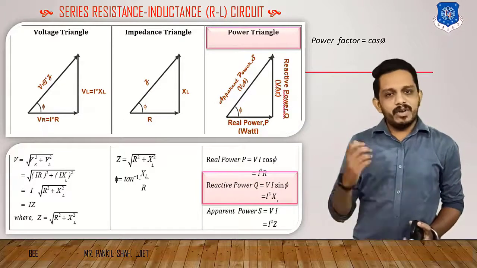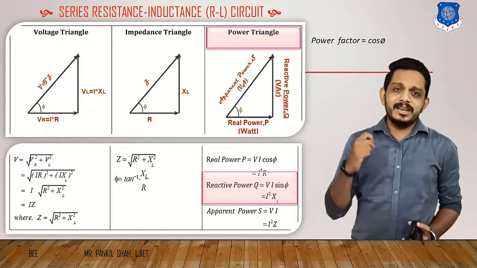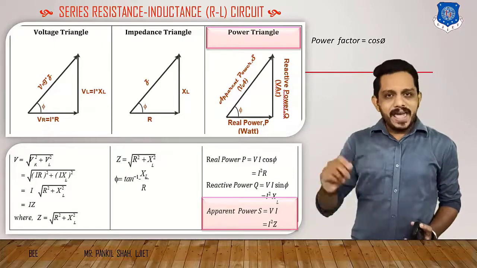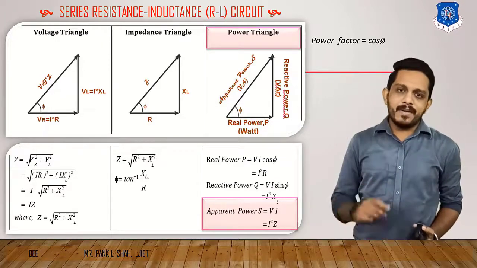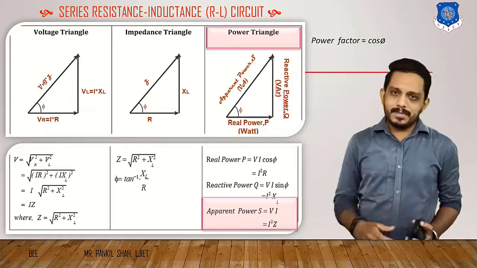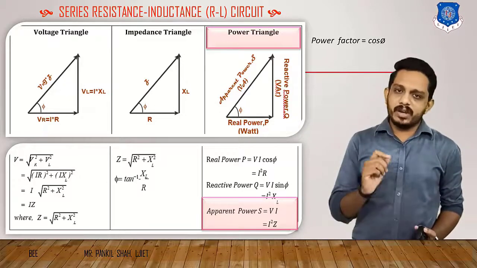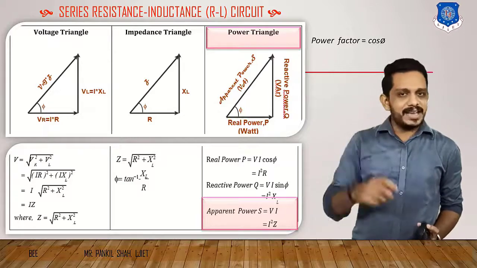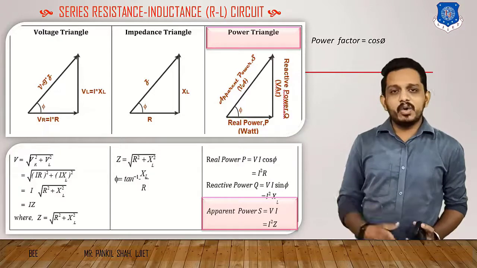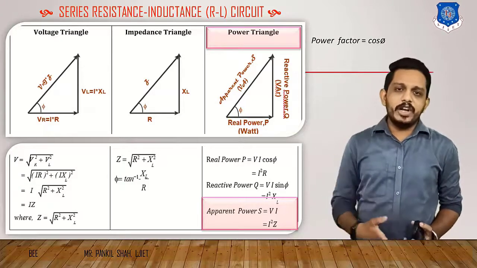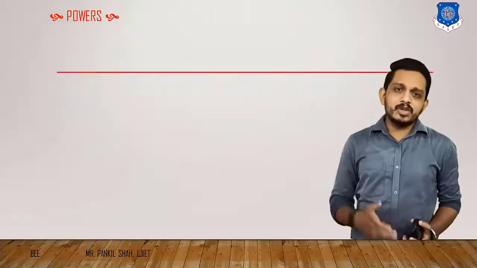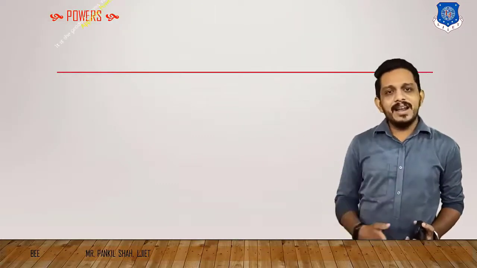Now finally our total power, that is the apparent power, is represented by this diagonal, and it is S. S is equal to the apparent power, and its equation is V into I, where V is the RMS value of the voltage and I is the RMS value of the current. So S equals VI is the apparent, or you can say the total power, and the unit of this apparent power will be VA. Sometimes it is measured in kVA. So this was all about the series RL circuit.